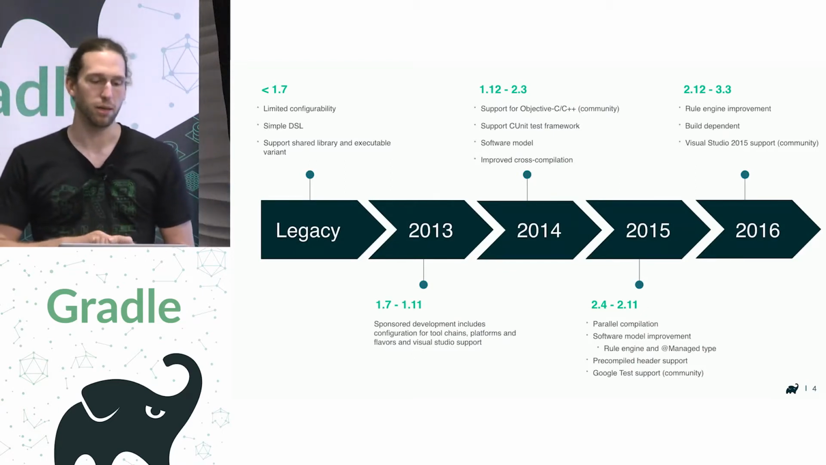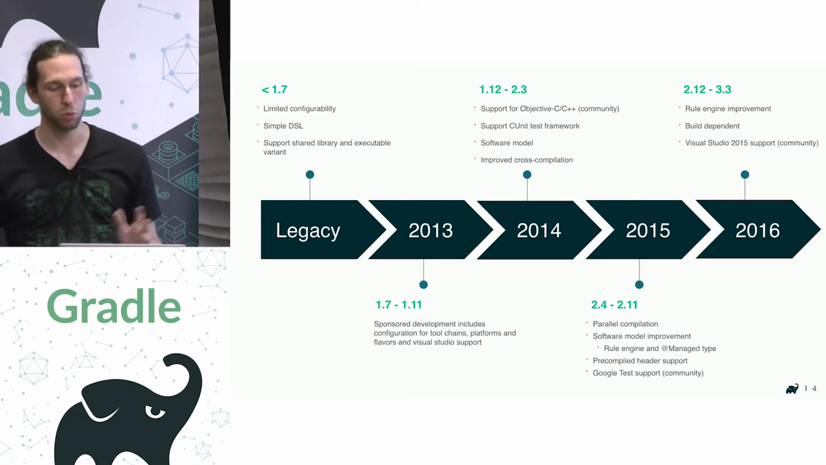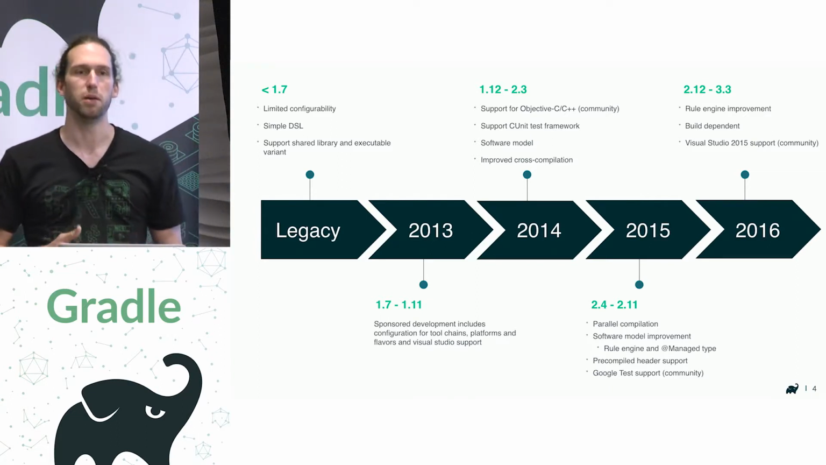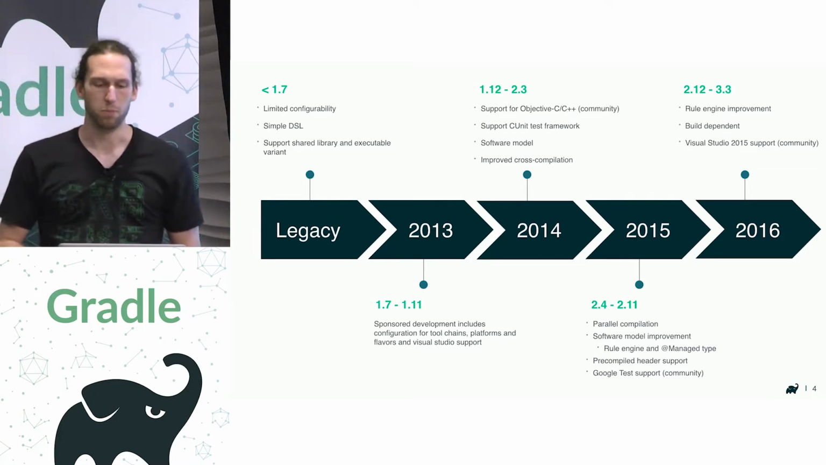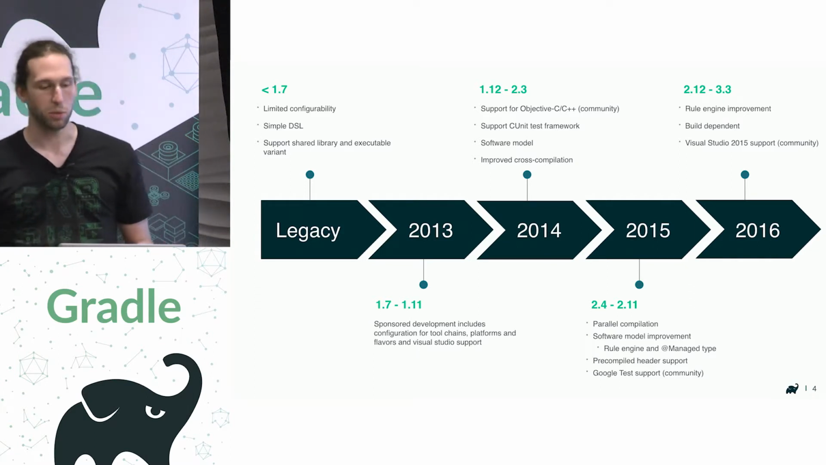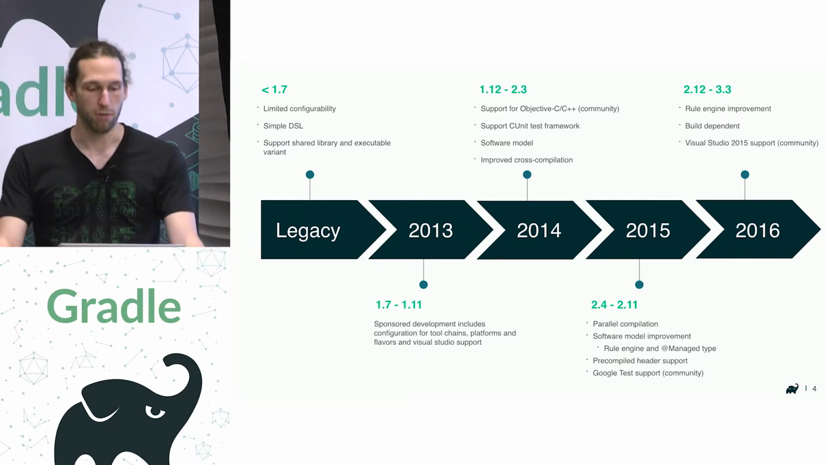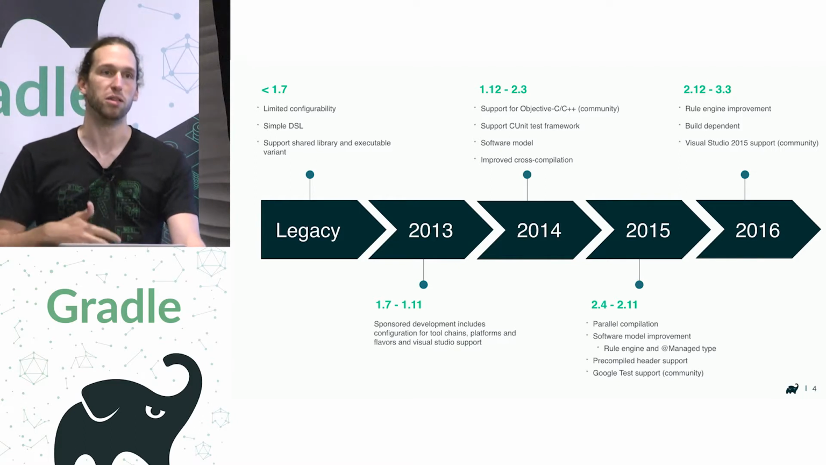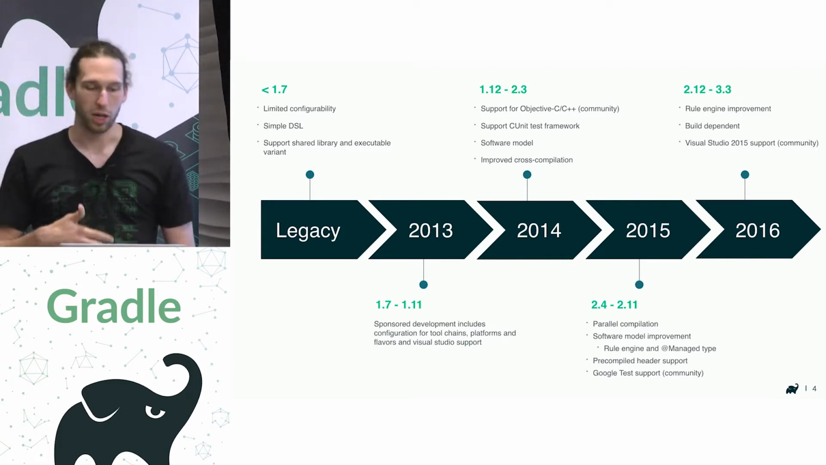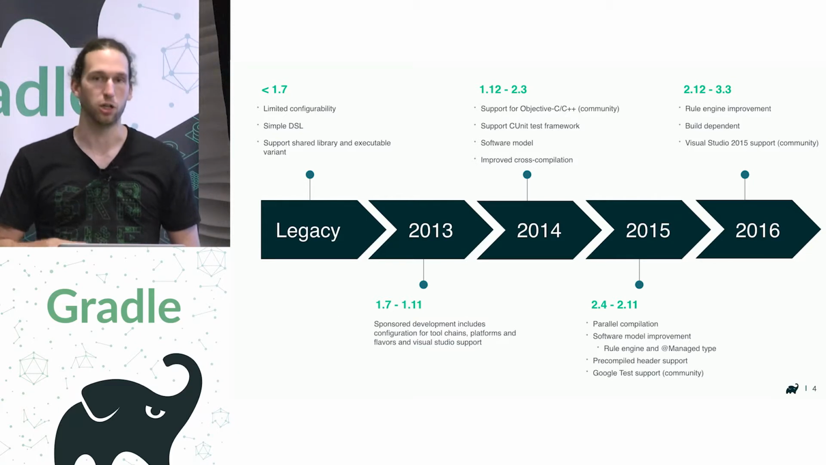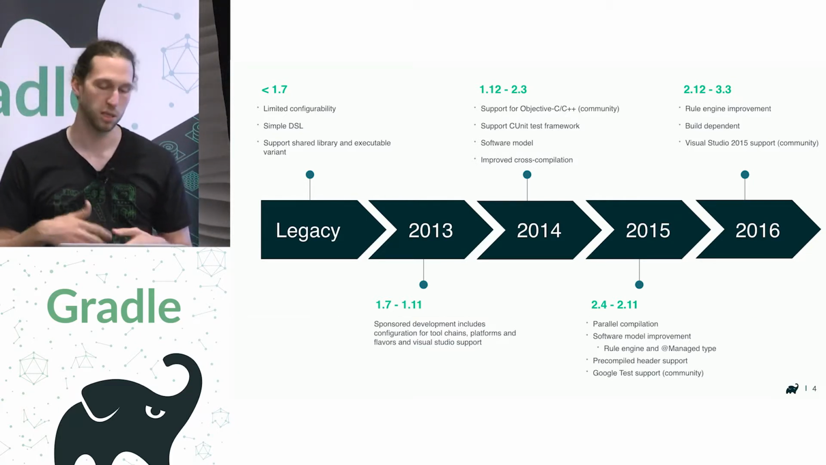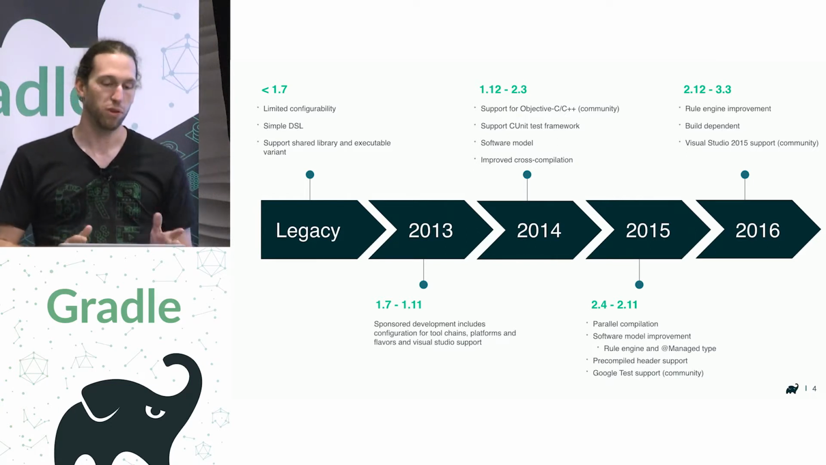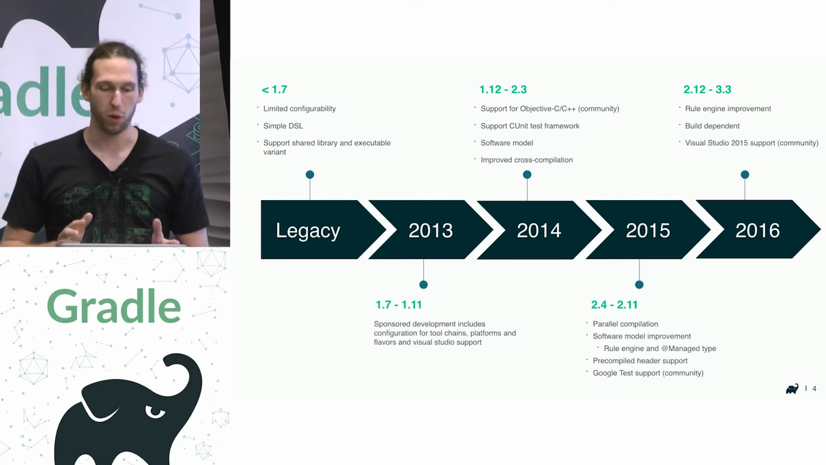Some history. Prior to version 1.7, which we call legacy, there was extremely limited configurability, a really simple DSL, and you could only build a shared library and an executable. Then in 2013, we got a sponsorship for the initial development of native, which brought in toolchain configuration, platforms, flavors, Visual Studio support, test suites, all that jazz. That was roughly from 1.7 to 1.11.